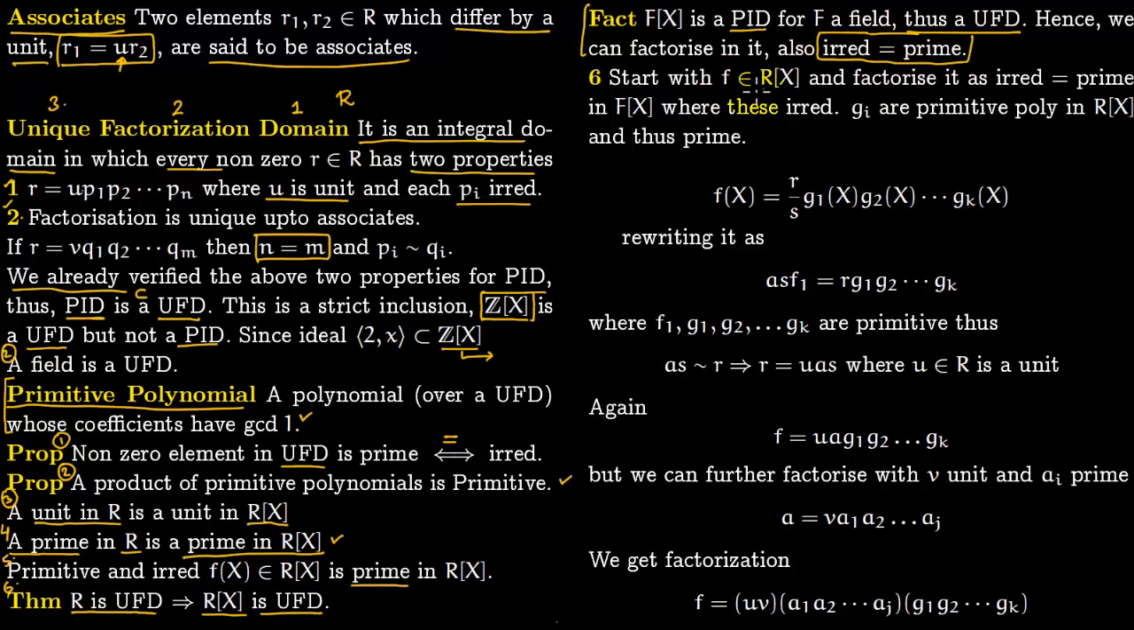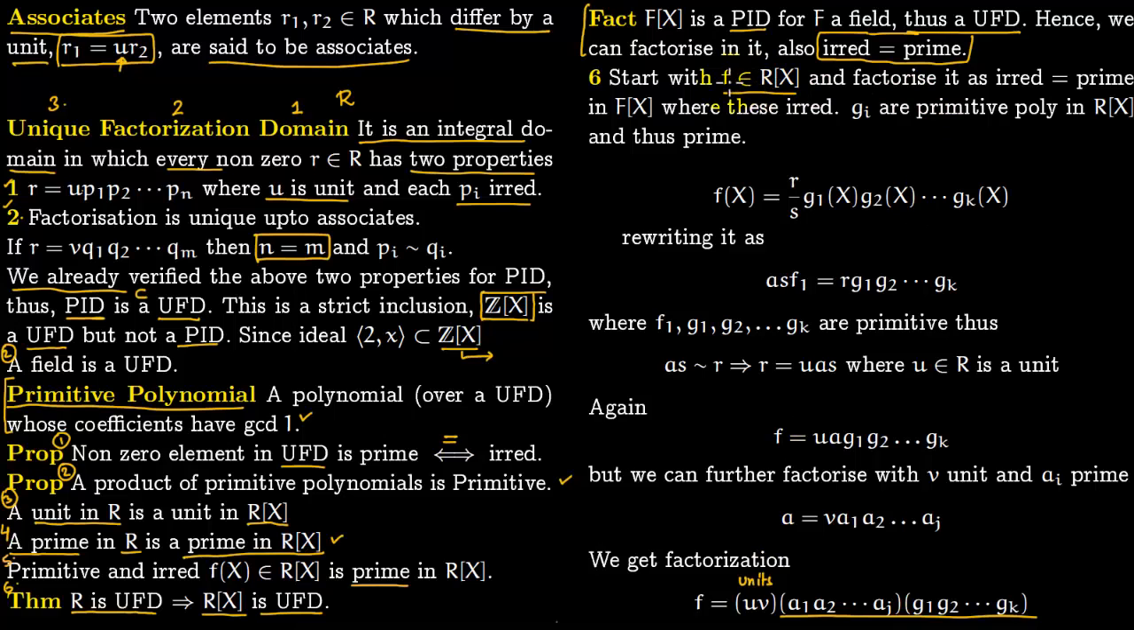So we start with a polynomial in R of x, and we have to show that this will factorize. So this will factorize something like this. So we have to show that this is units and the rest of these are prime. Just like here, you have unit and you have prime, and then we will be done.